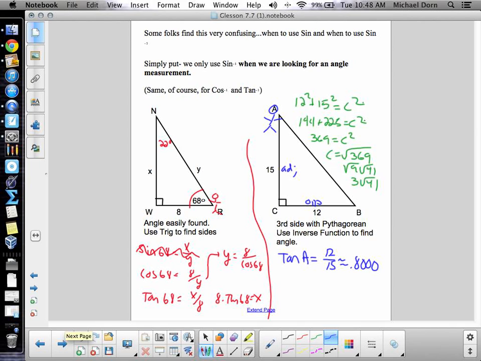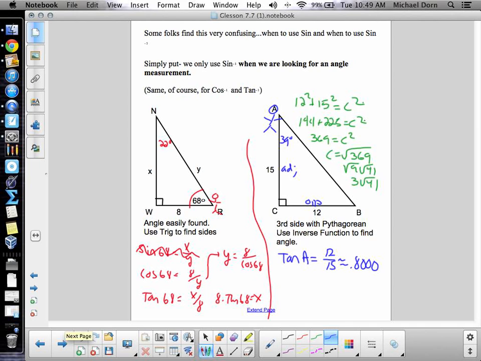Well, if that's the tangent, let's look in a tangent column. 0.8000. That's really close to what angle? Careful as you're reading across. 0.8000 would be closest to 39, wouldn't it? Okay. So about 39 degrees. What did you get in your calculator? To the nearest degree, that would round to 39, wouldn't it?